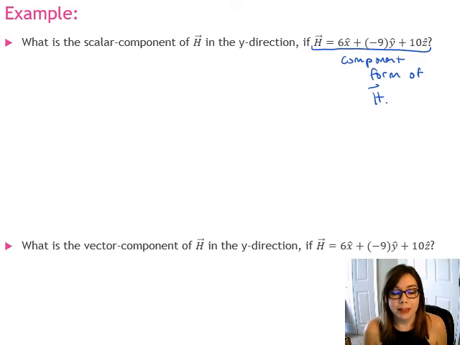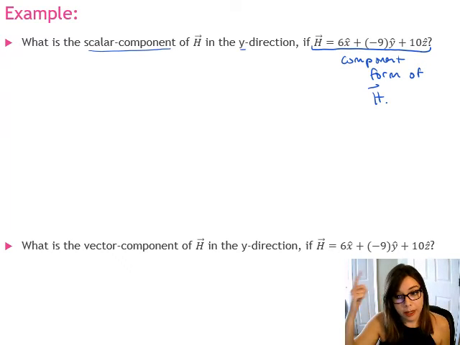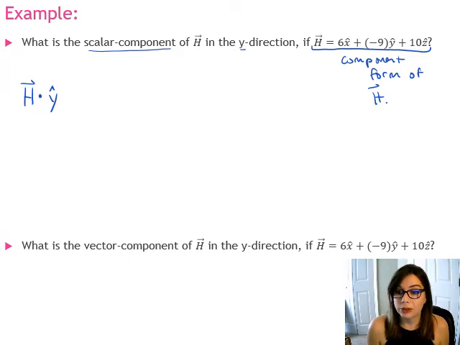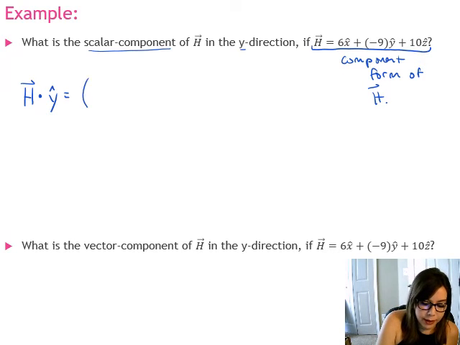And we want to figure out the scalar component of this vector in the y direction. Light bulbs in your head should be going off whenever I'm trying to find a scalar component of a vector in a particular direction. That means that I need to dot that vector with the unit vector that describes that direction. So all I want to do here is find the dot product between vector h and y hat.